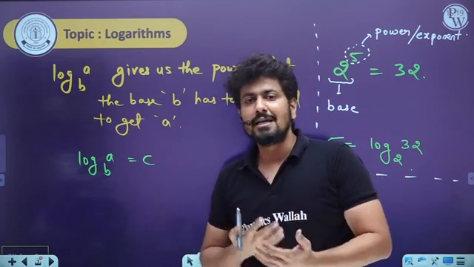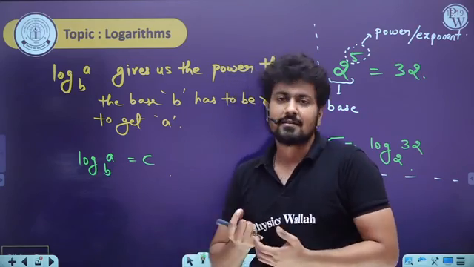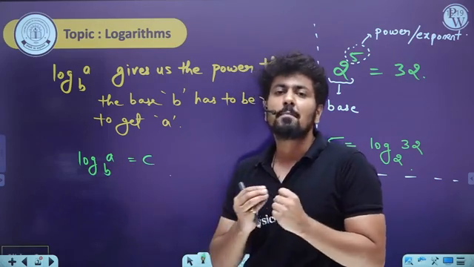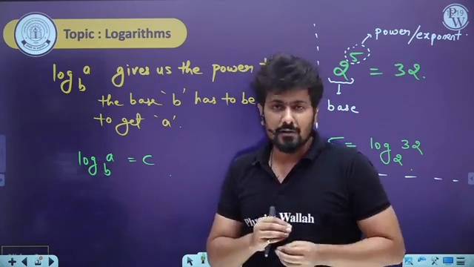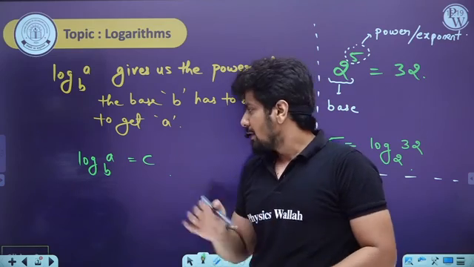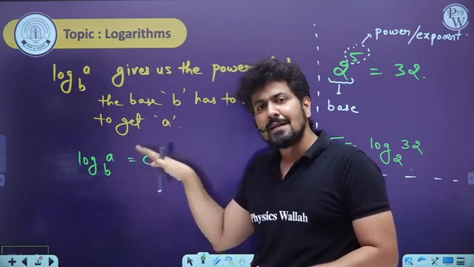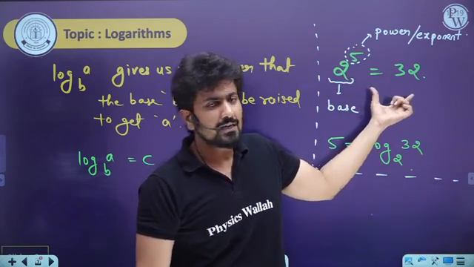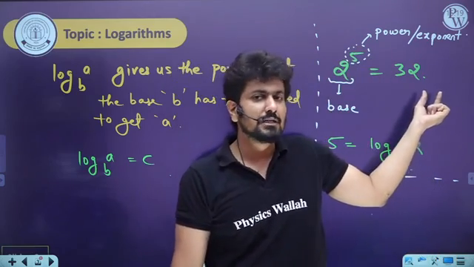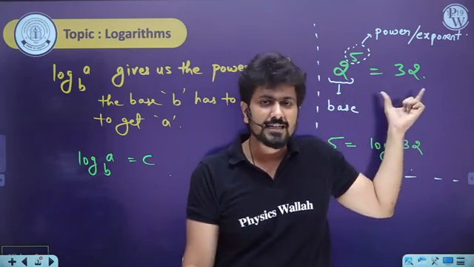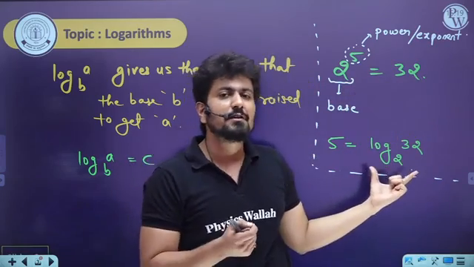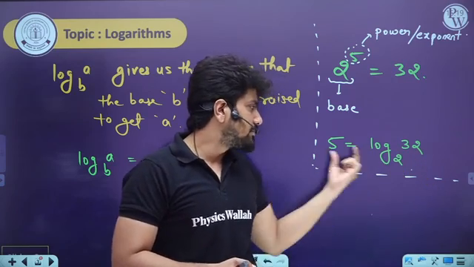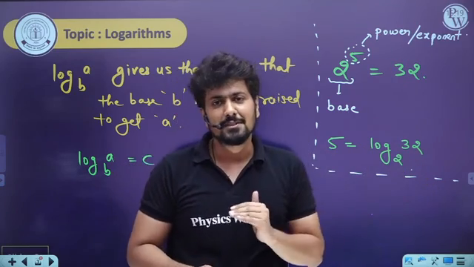Now, till now, everybody understands what this c is? C is the power. Log gives us what? Power. So c is the power. Now, if I write this statement in the exponential form, see, this is the exponential form of the statement, that 2 raised to the power 5 is equal to 32. And this is the logarithmic form of the same statement, that log of 32 to the base 2 is equal to 5, the same statement.